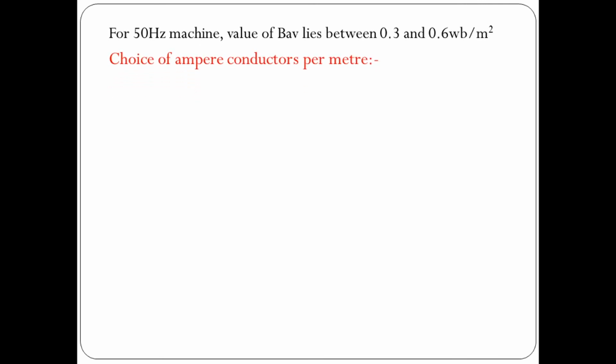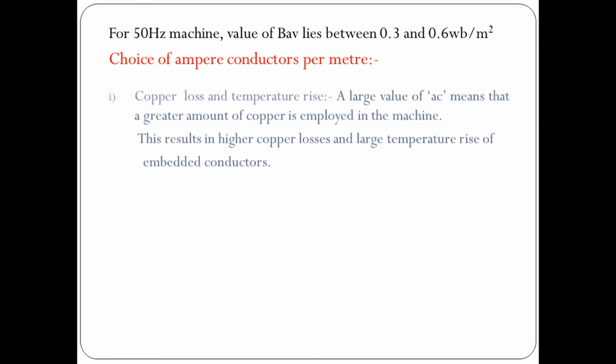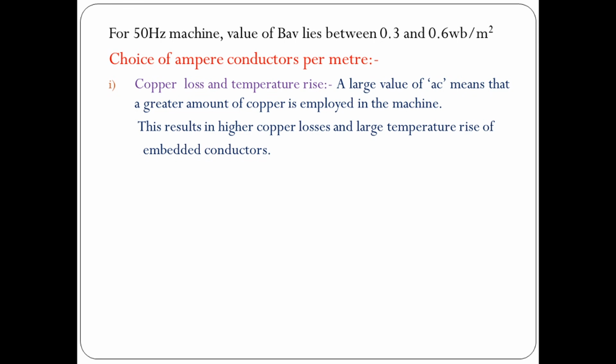Next we have to see the choice of ampere conductors per meter. The first parameter to consider is copper loss and temperature rise. A large value of AC, that is ampere turns, or specific electrical loading, means that a greater amount of copper is employed in the machine. A larger value of AC means ampere turns will be higher, which means you need a larger number of copper turns.